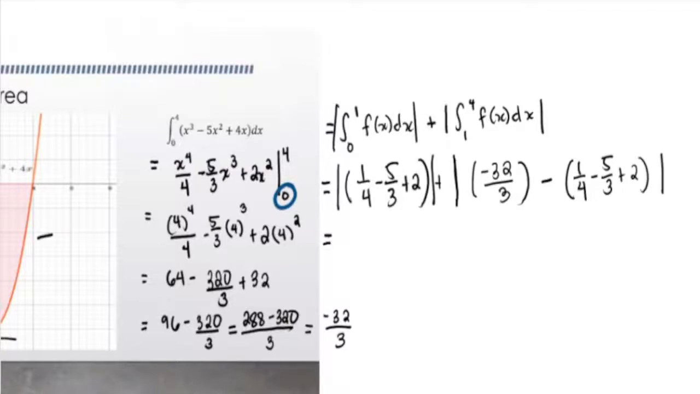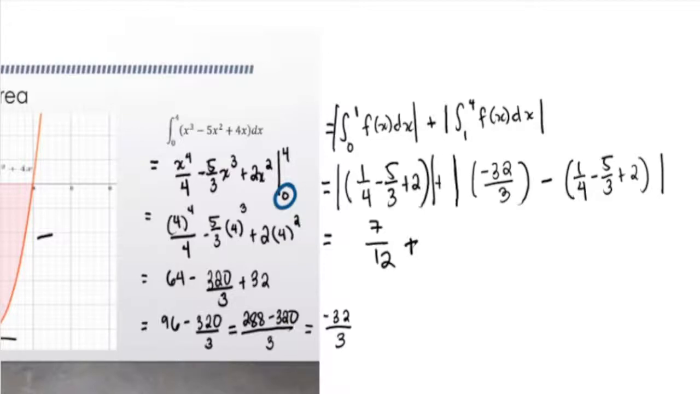Okay, if we simplify 1/4 minus 5/3 plus 2, that is 7 over 12. Kasi 1/4 minus 1/3 na lang siya. Ay, hindi. Tama, 1/4 plus 1/3 pala. Sorry, 1/4 plus 1/3. So, 7 over 12.